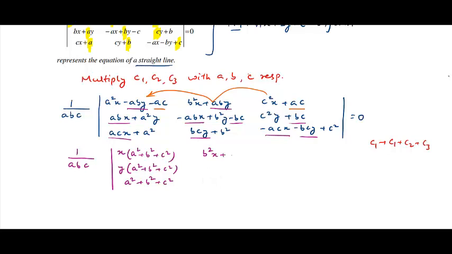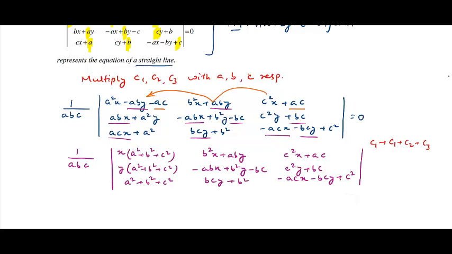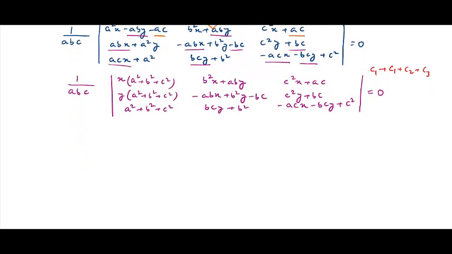square plus ABY minus ABX plus B square y minus BC, BCY plus B square, C square x plus AC, C square y plus BC minus ACX minus BCY plus C square equal to 0. Alright, we get this value.